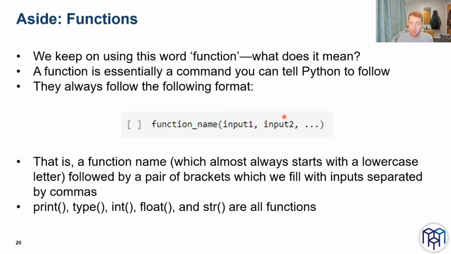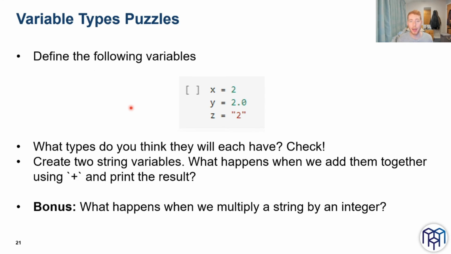So we've seen many functions so far. There is print, type, int, float, string. Those are all functions. You can tell that by the brackets here. Okay, so here is another puzzle to look at. Have a go at that, and then we'll have a look at the solution once you're back.